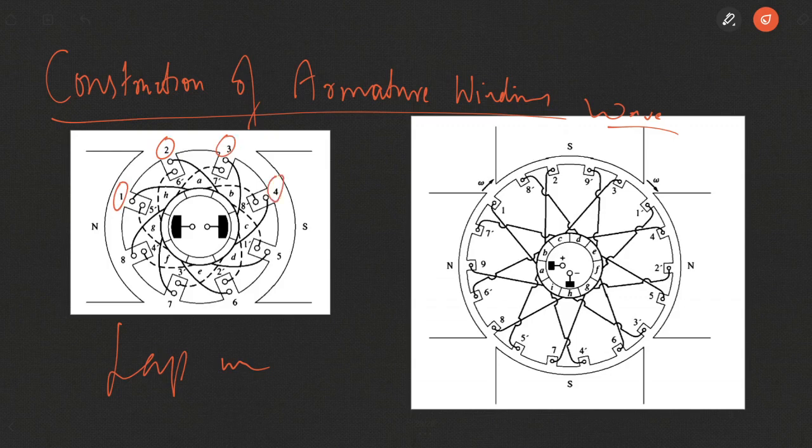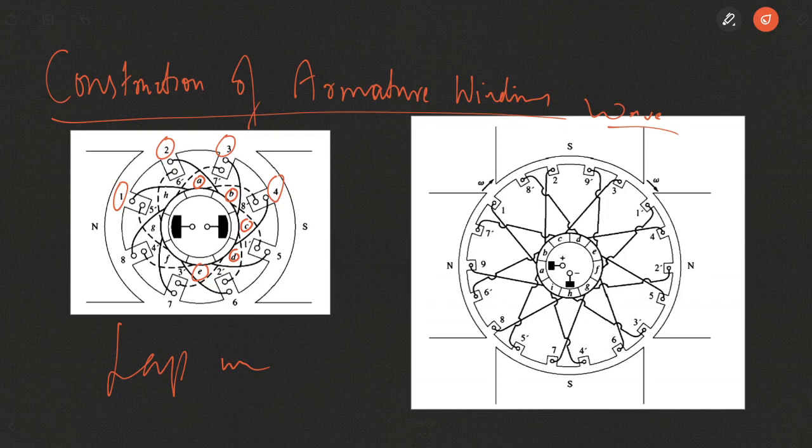There are conductors, and there are two conductors in each slot for the time being. And then you have commutator segments. They have been numbered as A, B, C, D, E. Fine. In both cases, in the lap winding as well as in the wave winding, you have these two. You have the numbered slots, and you have the alphabetically numbered commutator segments.